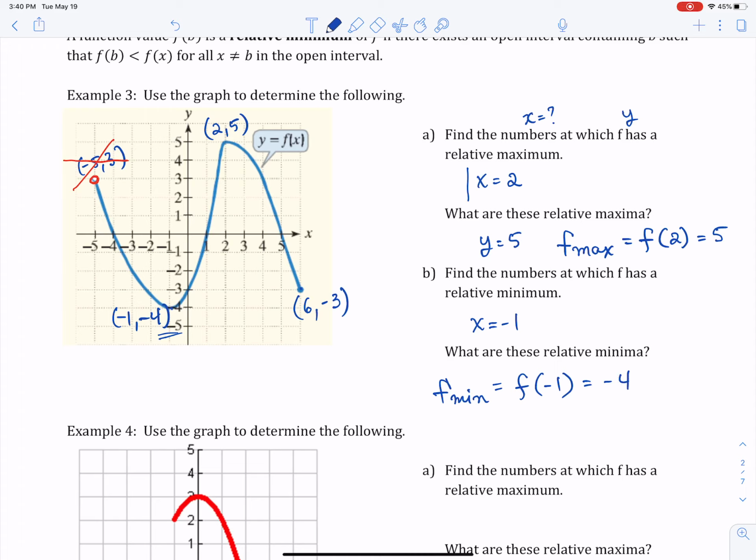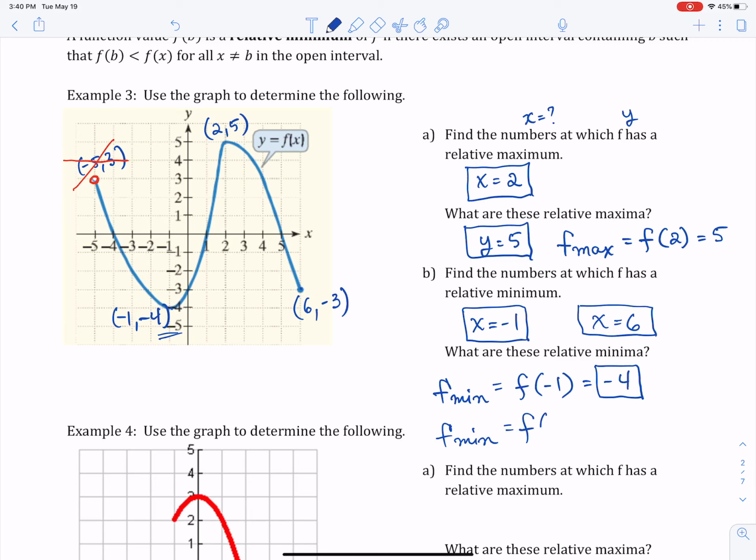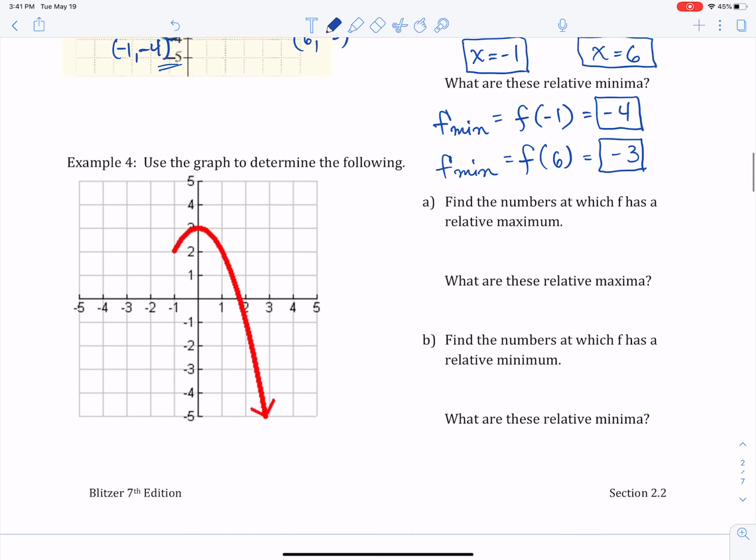So that's the answer for the first question. That's the answer for the second. So here, that's the answer for what is the minima, and the minima is -4. And then the other one, I would say, for x is equal to 6, is another minimum. And this minimum is going to be -3. So these are relative. One of them I can see is the smallest one possible for this graph, but these are relative in a particular area.